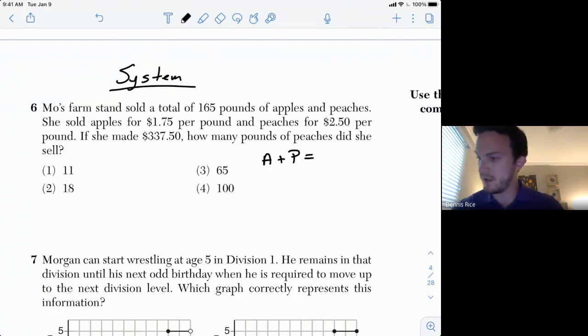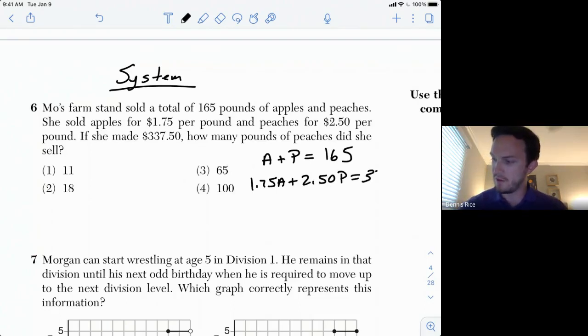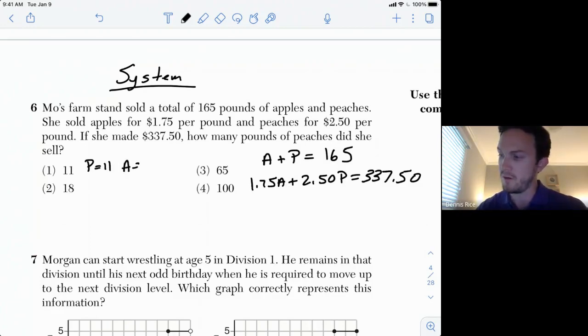Okay, so I know that a plus p should equal 165, and I know 1.75a, so I'm going to make this system very quickly. Well, I guess you have a few options for how you do this. You could do guess and check. Being that it's multiple choice, I could plug in, and you might be saying, isn't that just one variable? You could figure out what the other variable is. For example, in this case, all the choices represent peaches. So for choice 1, that means p equals 11, which means a would equal 165 minus 11 or 154. So you can go through like that. That's going to take you a while.